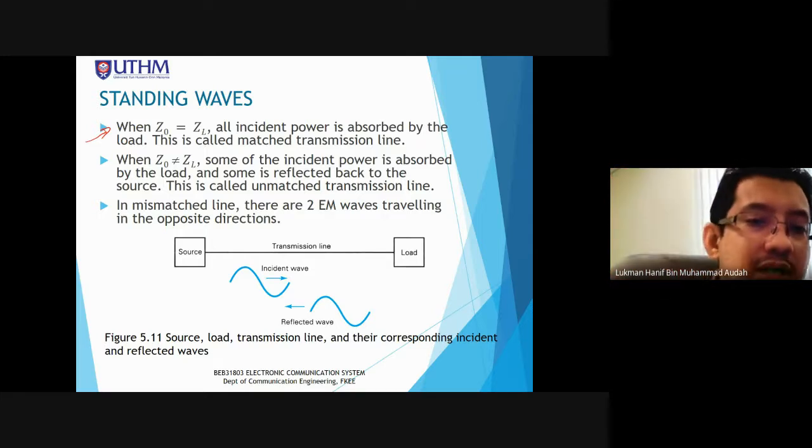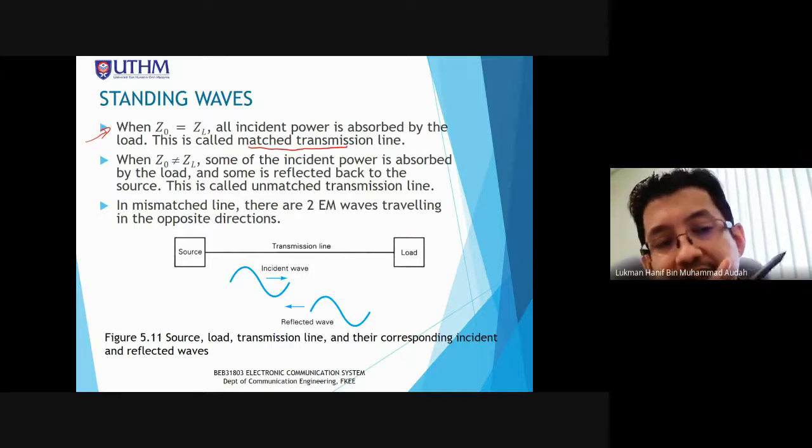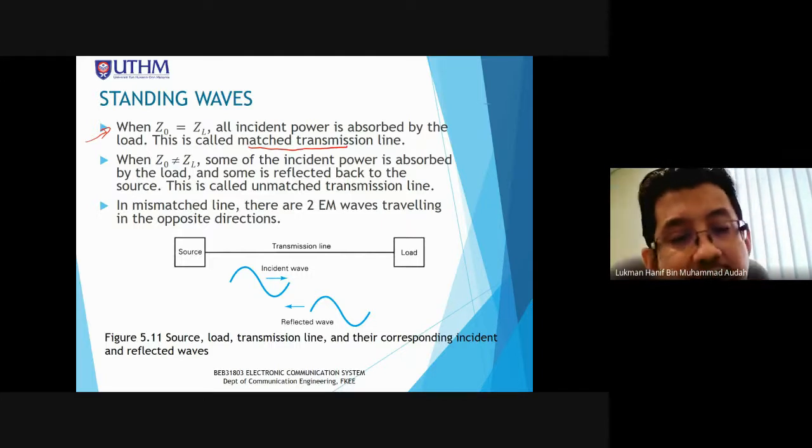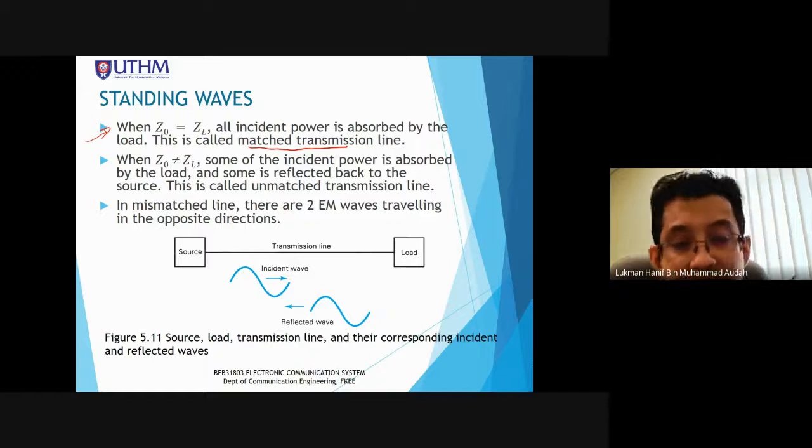This is what we call as a match transmission line ataupun match load. Pada ketika Z0 equal to ZL, tidak ada reflected wave. Semua power yang dihantar daripada source akan absorbed by the load. Okay, that's the first case.